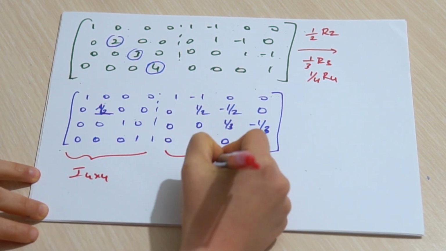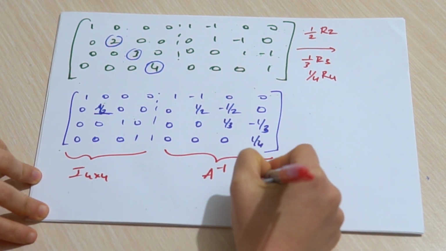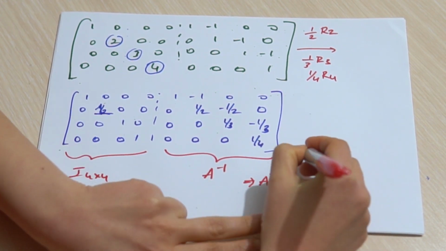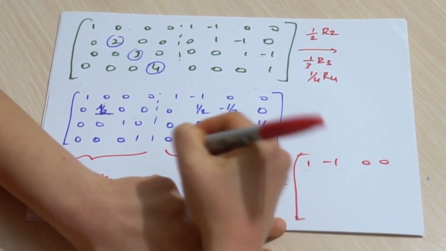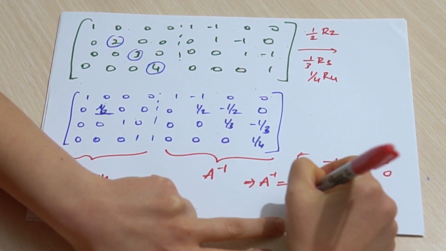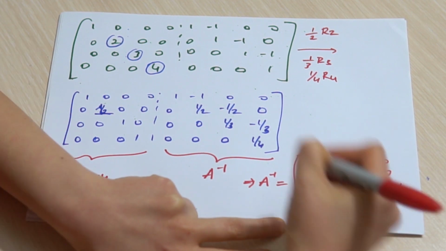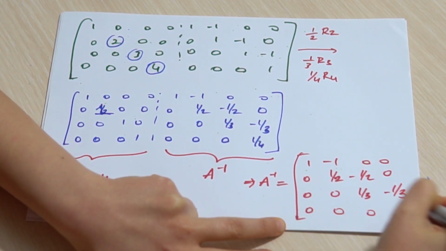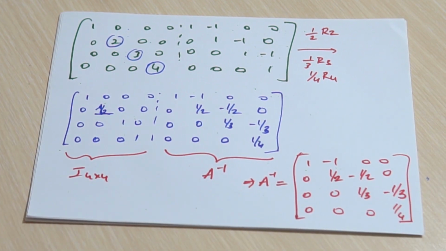So this one is the A inverse. A inverse is equal to 1, minus 1, 0, 0, 0, 1 over 2, minus 1 over 2, 0, 0, 0, 1 over 3, minus 1 over 3, and 0, 0, 0, 1 over 4. This is the inverse.